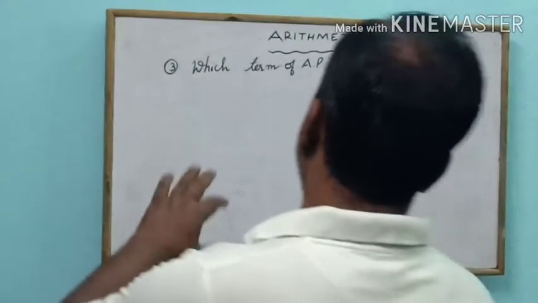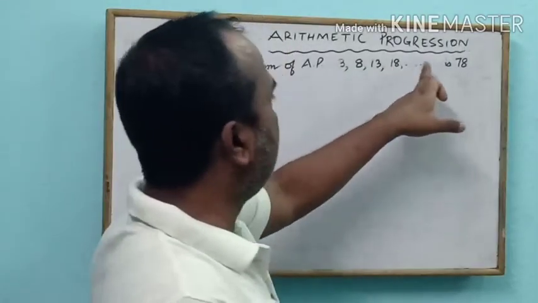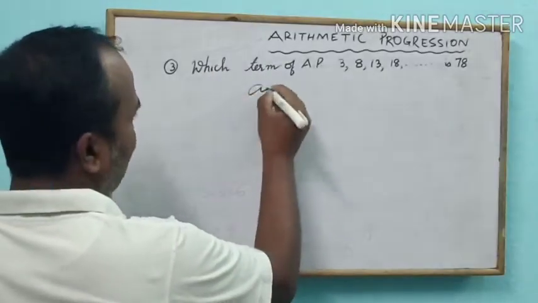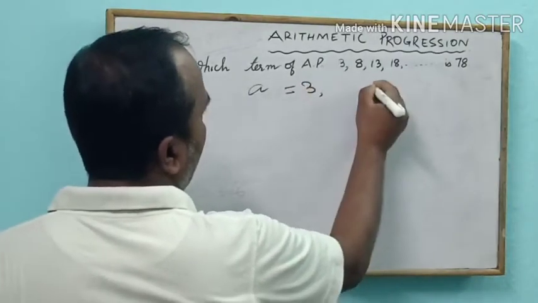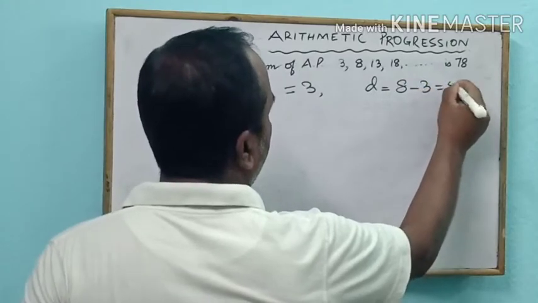In this example, which term of the AP 3, 8, 13, 18 is 78? We have to find out which term. So first we calculate two things, A and D. A is the first term, that is 3, and D is 8 minus 3, that is 5.